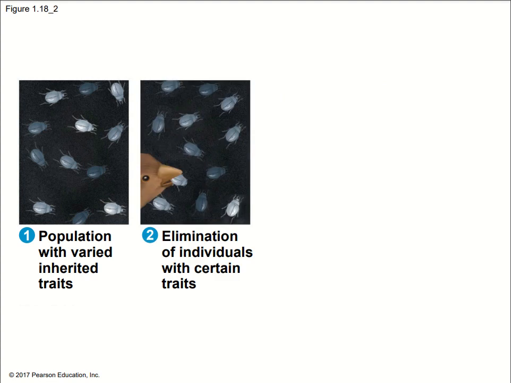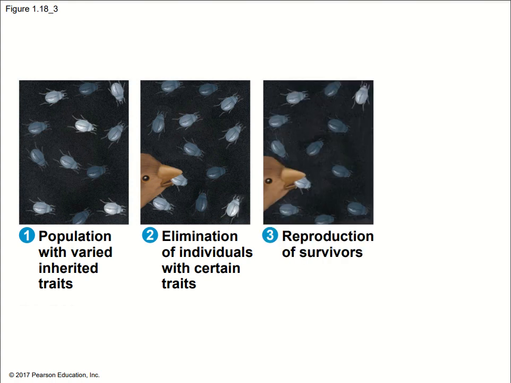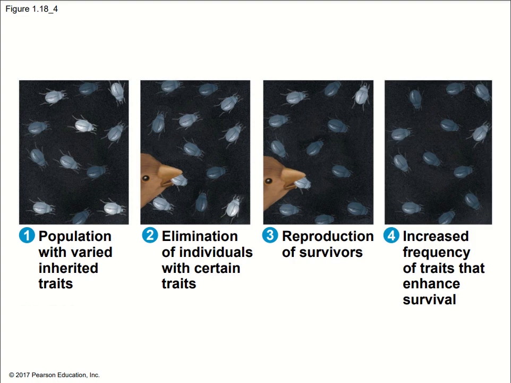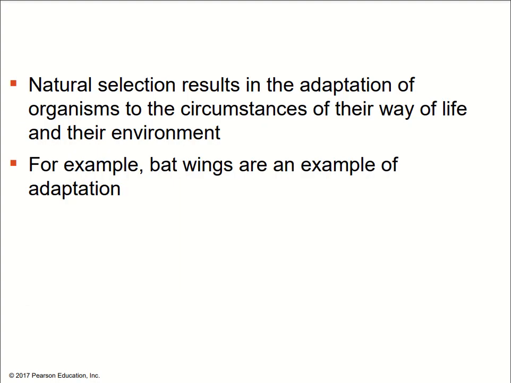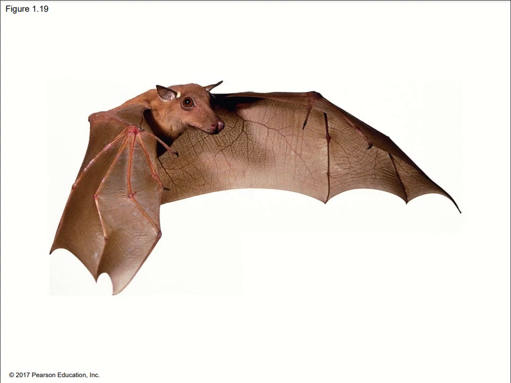For example, in a population such as beetles with different outside colors, perhaps some colors seem more delicious to a predator, therefore that would be a disadvantageous trait, and the remaining individuals without that trait or with a different trait are more likely to survive and reproduce, resulting in a higher frequency of the advantageous version of those traits. Natural selection results in the adaptation of organisms to the circumstances of their way of life and their environment. For example, bat wings are an example of adaptation, aiding those mammals to actually fly.